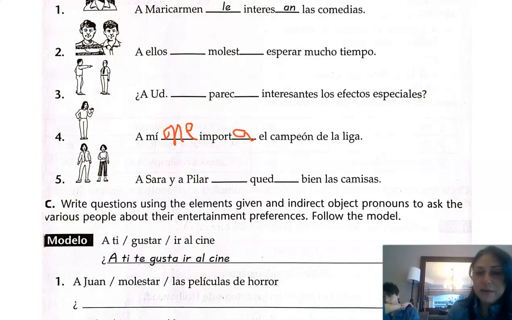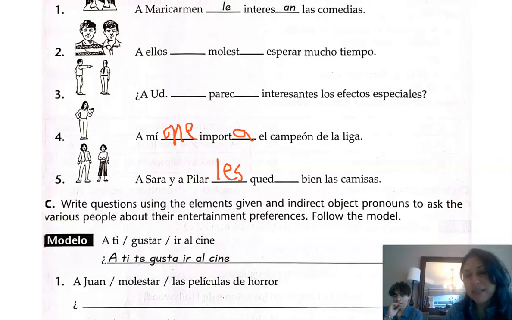Me importa. Now a Sara y a Pilar. Les. Good. It's third person, plural. So les. And now this, I need to look. Bien las camisas. What's the subject? Camisas. And that is plural. So it's got to be me quedan. So an A and an N. Sorry, I don't have a pencil to be able to write.